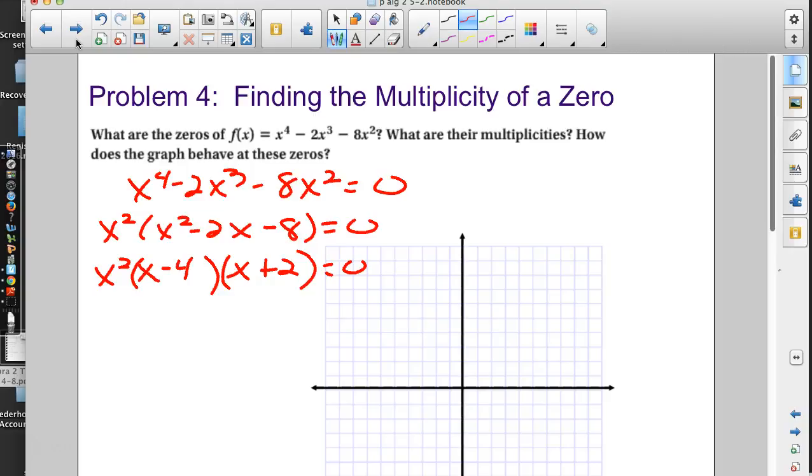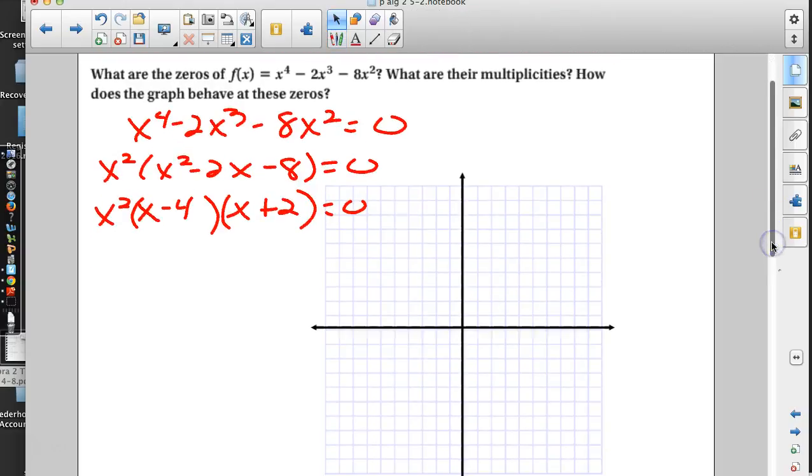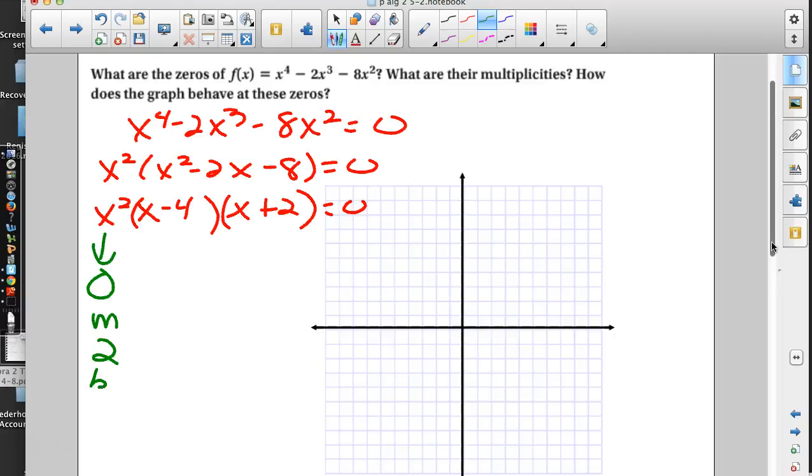Now, we can find the zeros and whether or not they bounce or they cross. So let's see. Anywhere there's an x, there's an answer. There's a 0. What's the answer for that one? 0. Multiplicity of, look at the power, 2. This is a bouncer or a tangent. So it's 0, it's going to bounce.